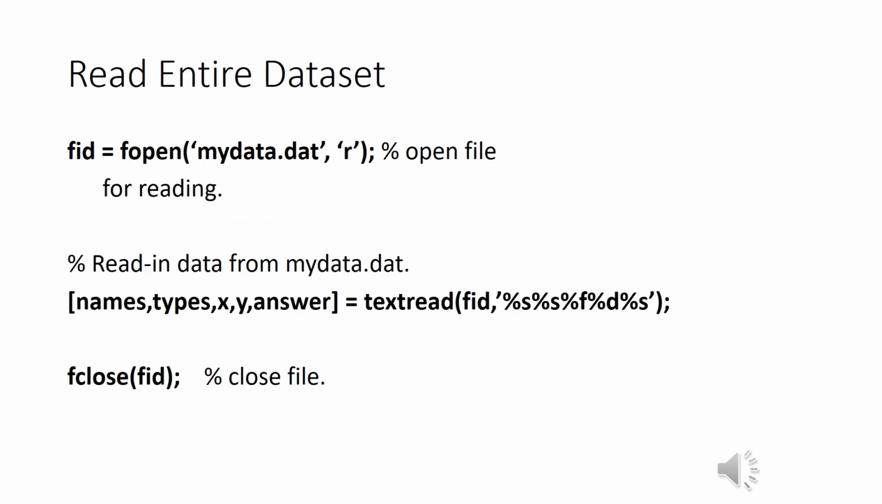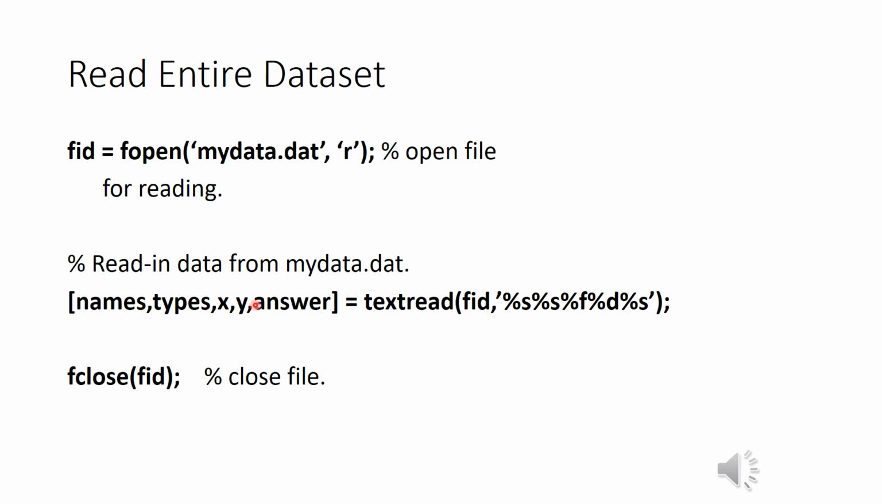So if you want to read the entire data set, then you will have FID. For example, you are using the fopen function. So fopen('my_data.dat', 'r'): this is the file name, and this 'r' is for reading. R means that you are giving the permission of read only. So it will open a file for reading purposes.